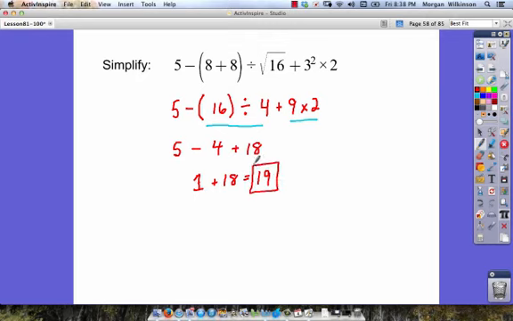Key part whenever we work with a problem that's dealing with multiple order of operations is to do everything in parentheses first, then powers and roots from left to right, then multiplication and division from left to right, then addition and subtraction from left to right. Let's look at another example.